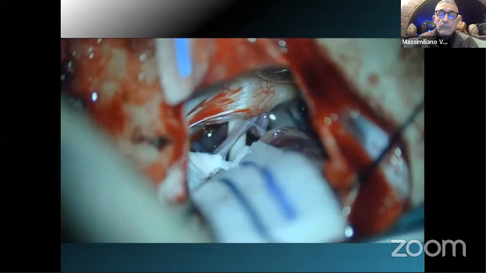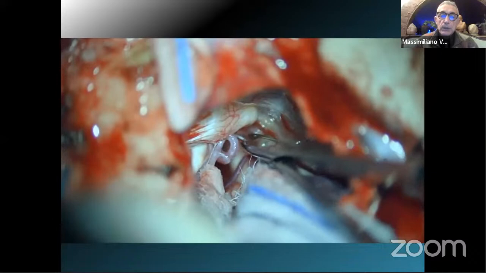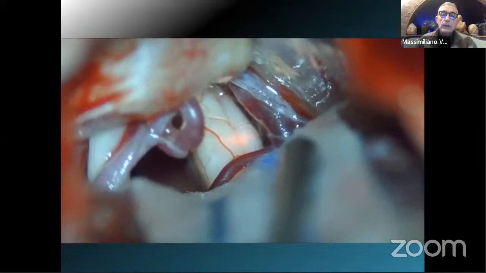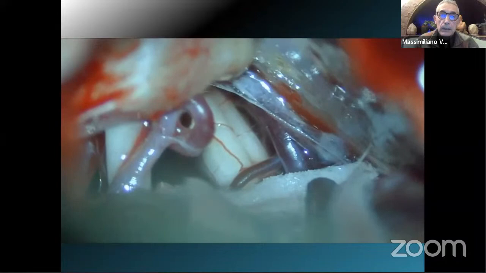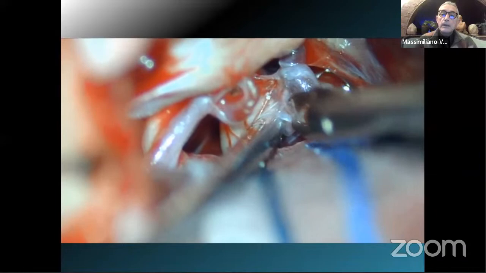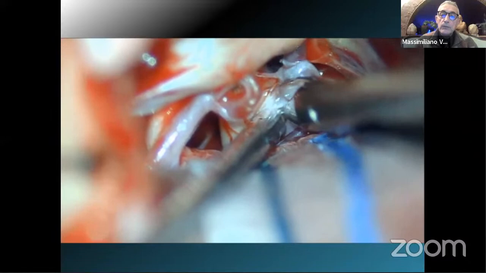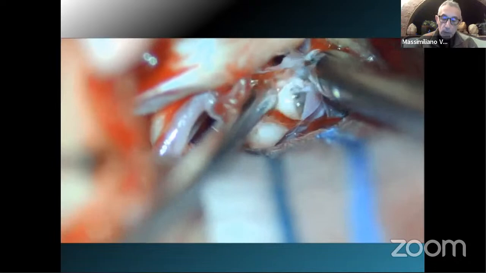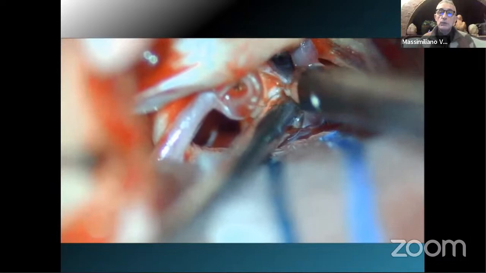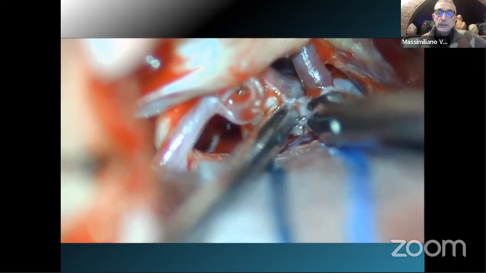fast, without many important hemorrhage. And we proceed by debriding the trigeminal root, which appears without any radiation-related wound effect. We just try to decompress the root from arachnoid adhesions. I insist, the root is quite a normal one. Otherwise, the arachnoid surrounding the root is very compromised.